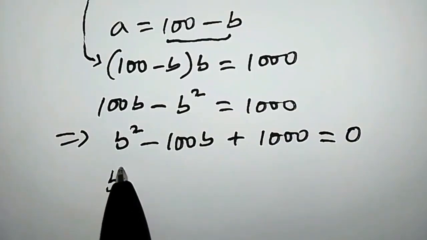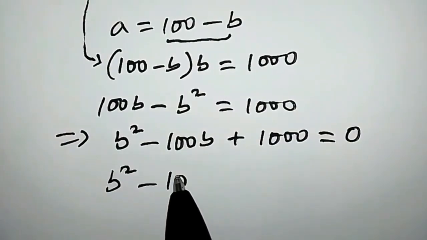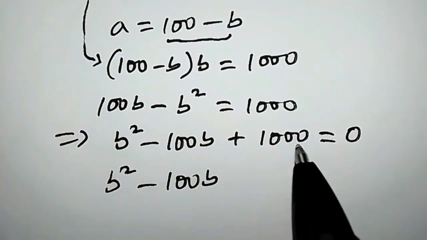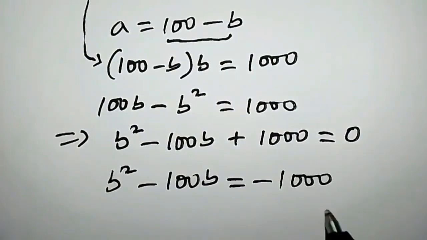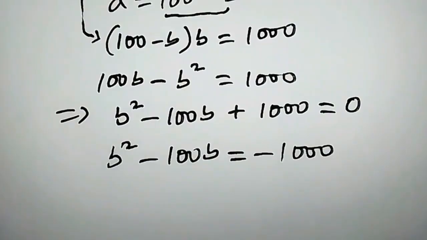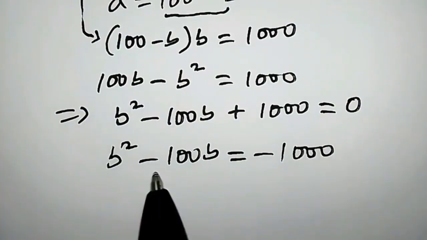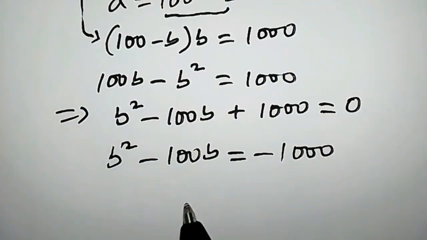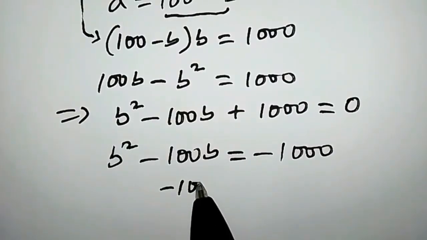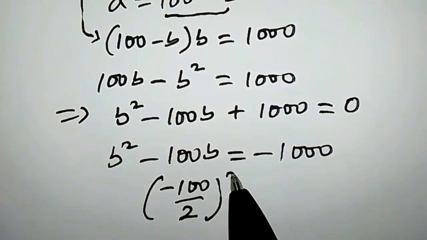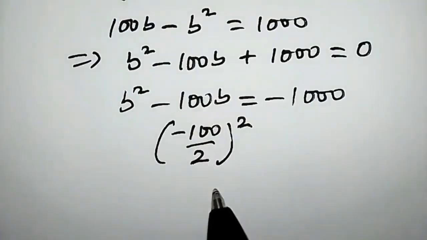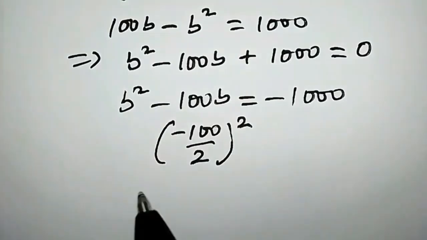So we have b square minus 100b. Let's move 1000 to the right hand side. So we have minus 1000. What we have to do now is to add half of the coefficient of b and at the same time square it to both sides. The coefficient of b is minus 100, so that will be minus 100 divided by 2, and at the same time square it. This is what we are going to add to both sides of this equation.